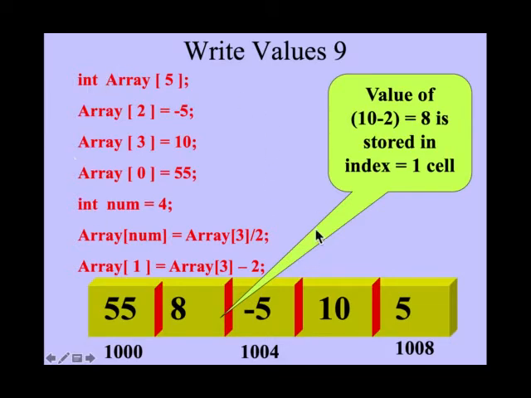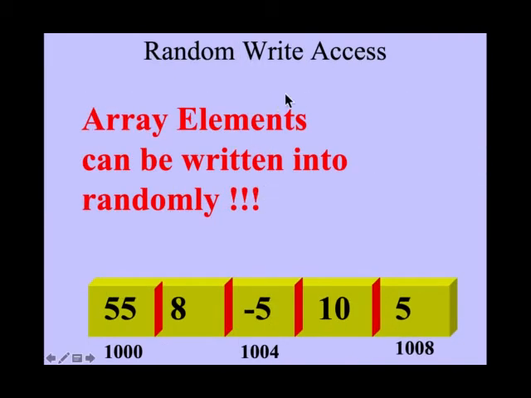So what is the conclusion of all this code, all these pictures? That's the conclusion. Random write access. Array elements can be written into randomly. You can pick any of them using the square bracket and a number inside that, as long as it is inside the bounds, and you can populate them randomly.